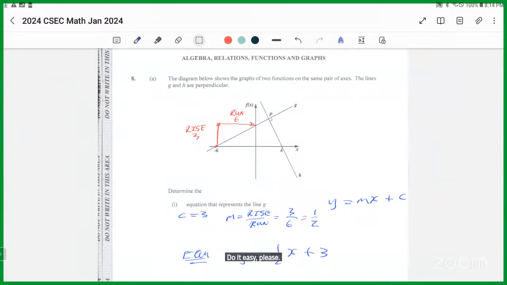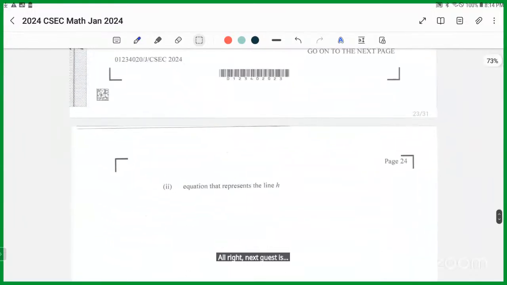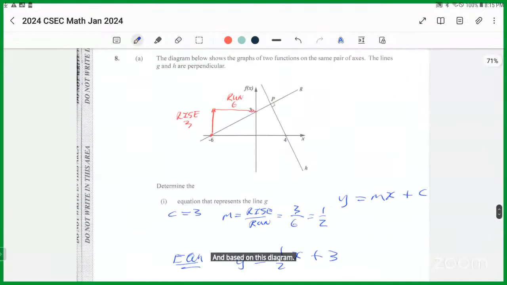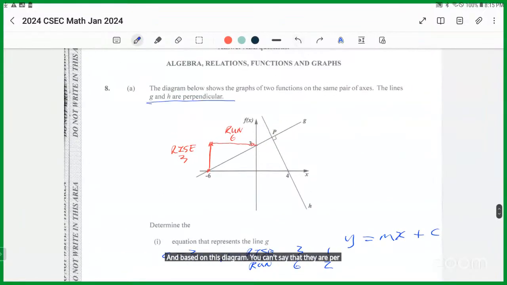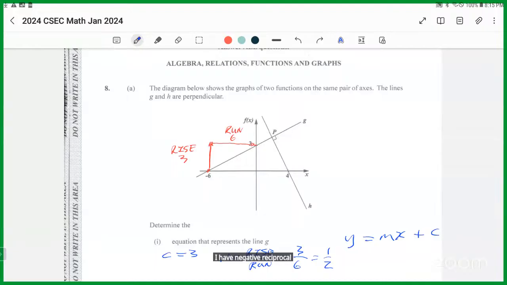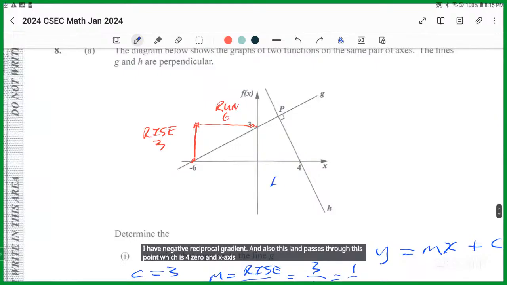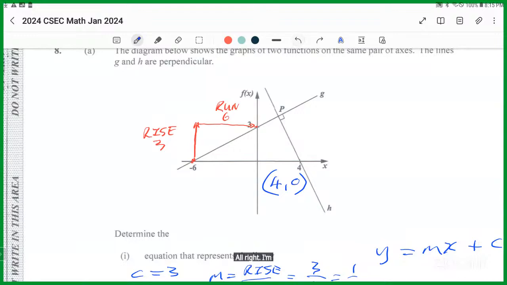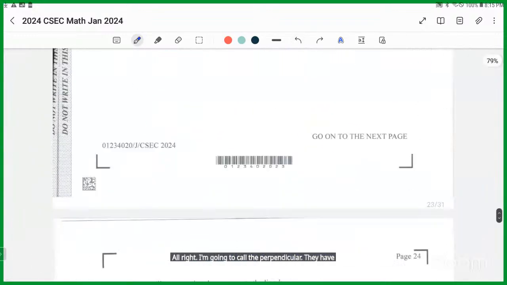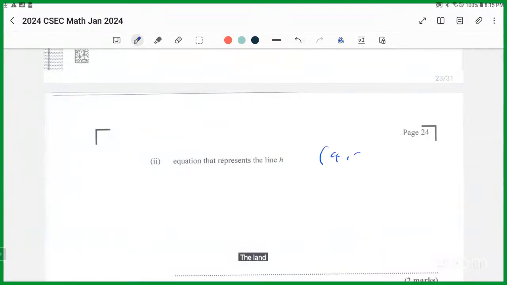All right. Next question is the equation of line H. And based on this diagram, you can see that they are perpendicular. They also said it here, right? The perpendicular lines have negative reciprocal gradient. And also this line passes through this point, which is 4, 0 on x-axis. All right? And because they're perpendicular, they have negative reciprocal gradient. Let's work it out. So we're talking about line H. So line H passes through the point 4, 0.